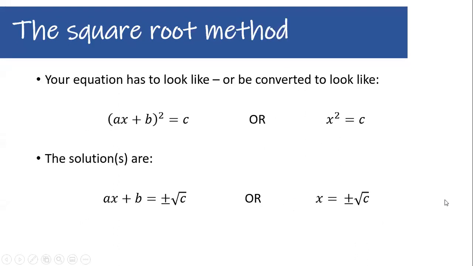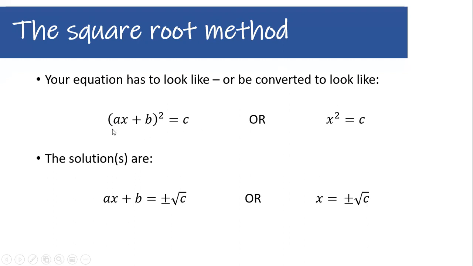And we also have something called the square root method that works in certain cases if our equation looks a certain way. So it has to look like one of these two below, or it can be converted to look like that. So you can have the quantity ax plus b squared equals some number, or you can have just x squared equals some number.